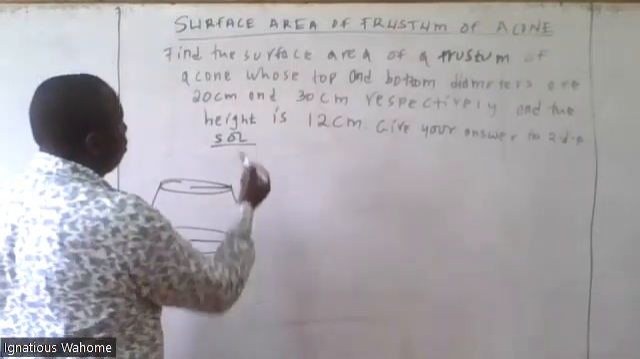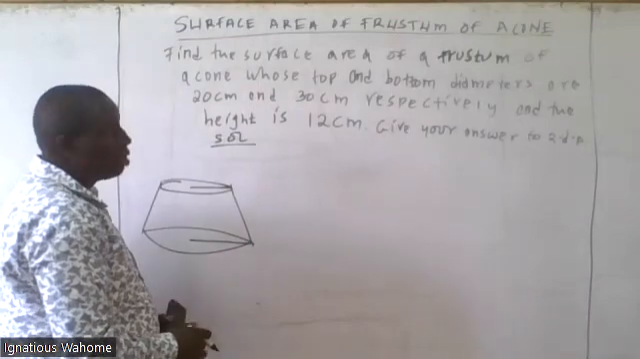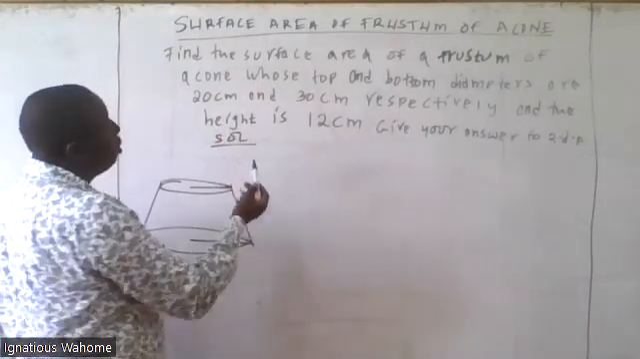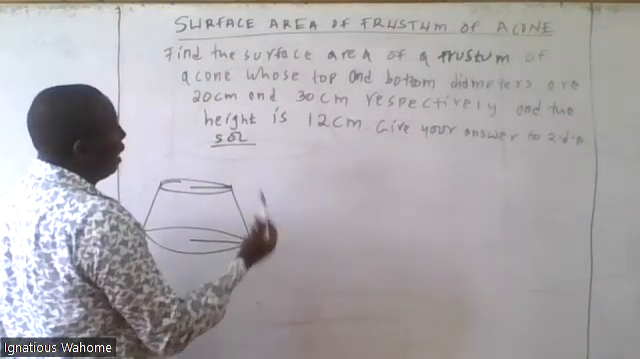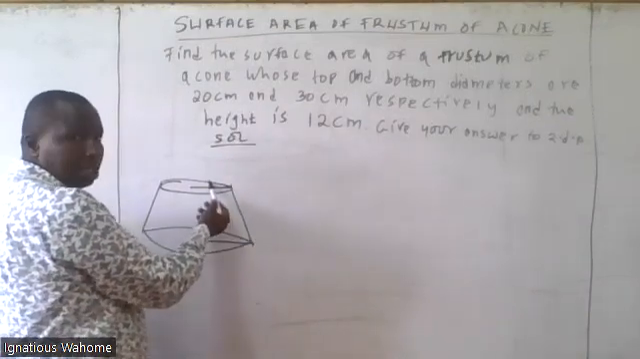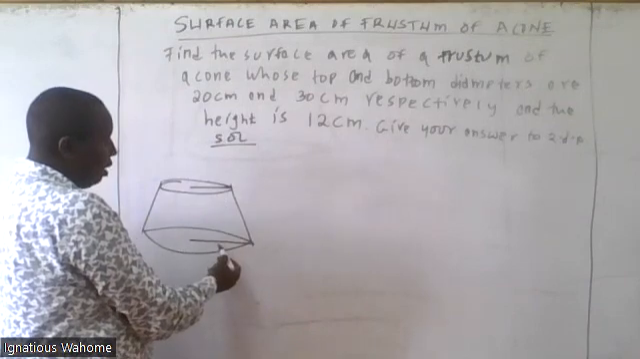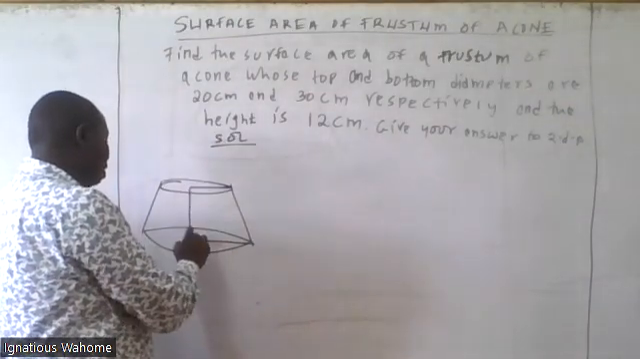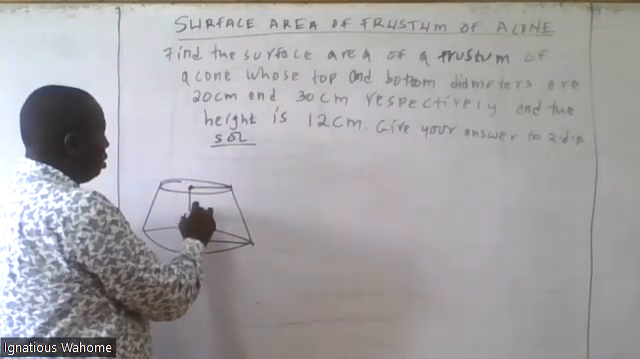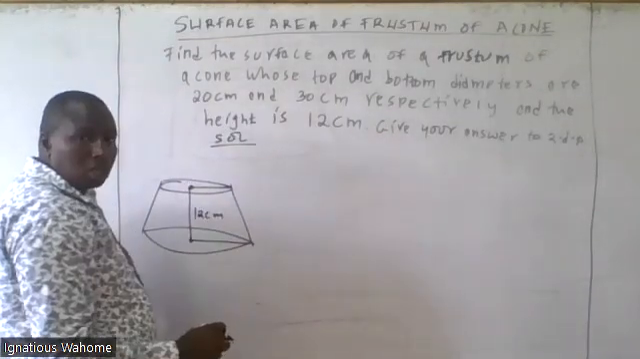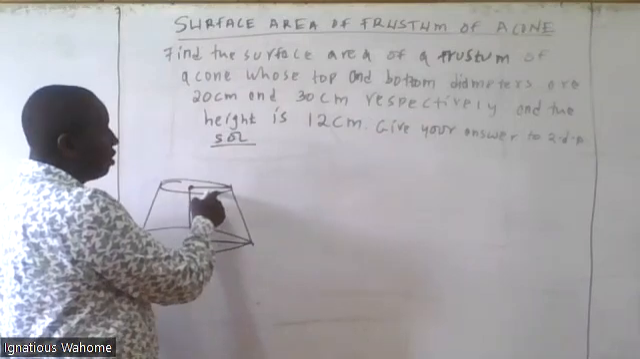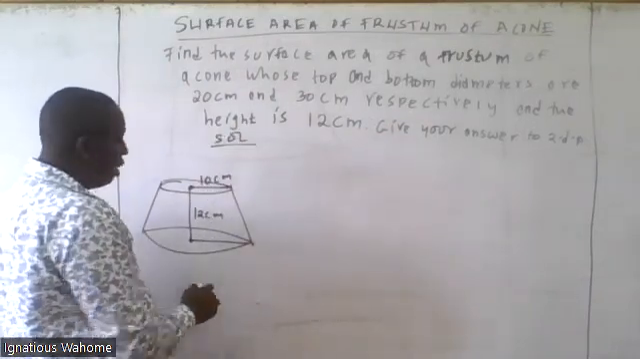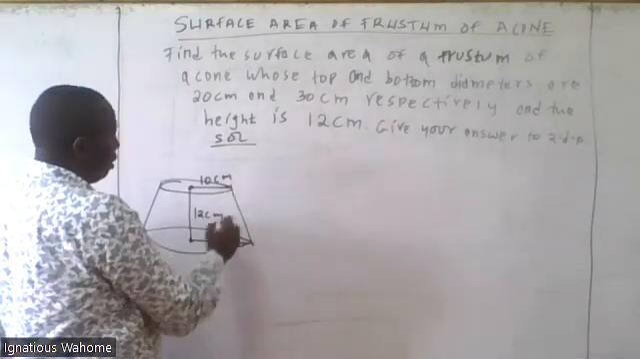Now, we have this question on the surface area of a frustum. Find the surface area of a frustum of a cone whose top and bottom diameters are 20 and 30, and the height is 12 centimeters. Therefore, the radius of the top is 10 centimeters, and the radius of the bottom is 15.